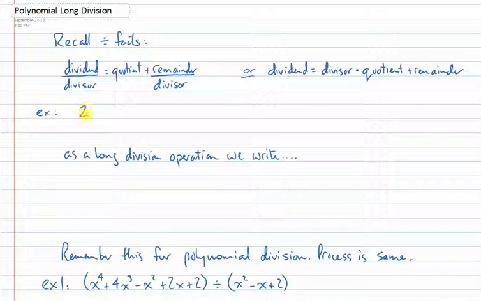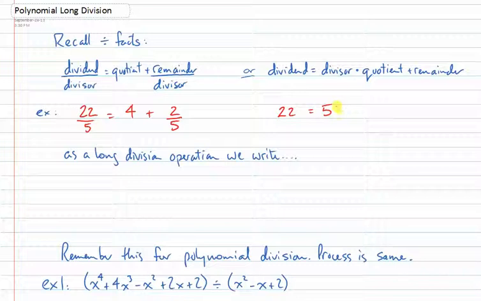I could have something like 22 divided by 5. The quotient would be 4. The remainder would be 2 out of 5. We wouldn't just say 4 plus 2, because that would be 6, and that would be incorrect. Alternatively, I can say the dividend equals the divisor times the quotient plus the remainder. In this example, I would say 22 equals 5 times 4 plus 2. So we want to keep these in mind when we're doing long divisions.